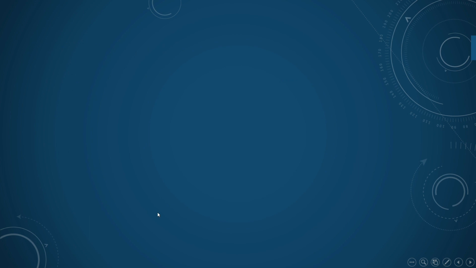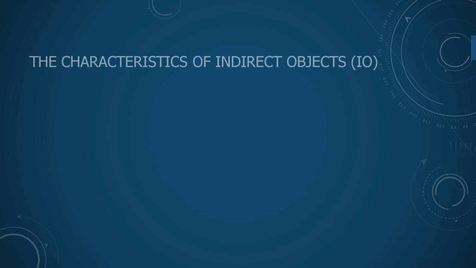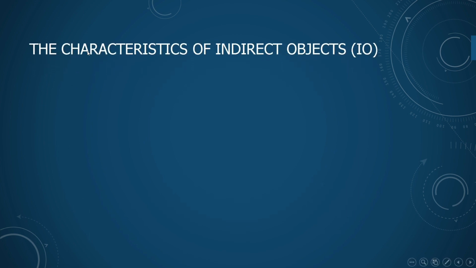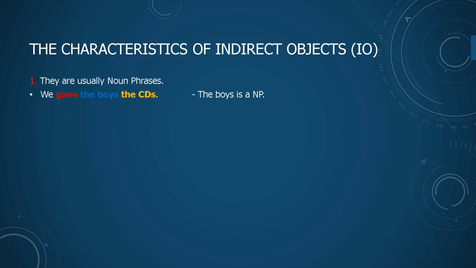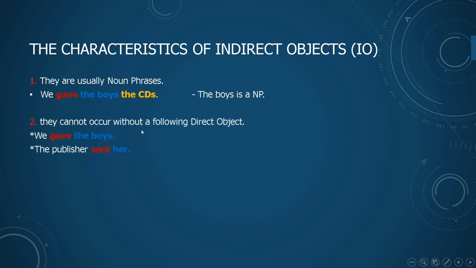And what are the characteristics of indirect objects? They're usually noun phrases, just like the direct objects and subjects. We said that before. We gave the boys the CDs. So the boys and the CDs, both of the objects are noun phrases. The second characteristic, they cannot occur without following a direct object. We said that before. Whenever you have only one object, this object is a direct object.